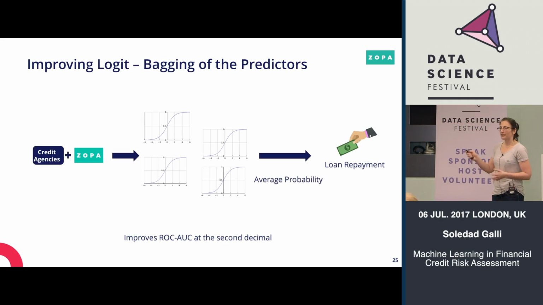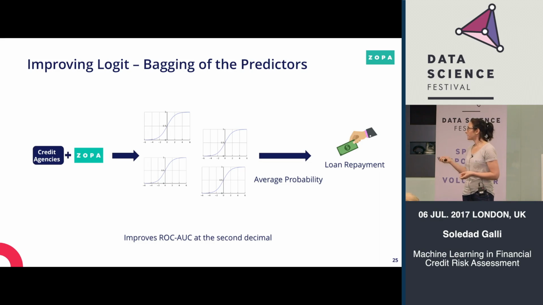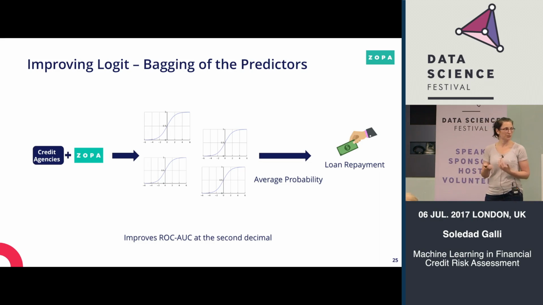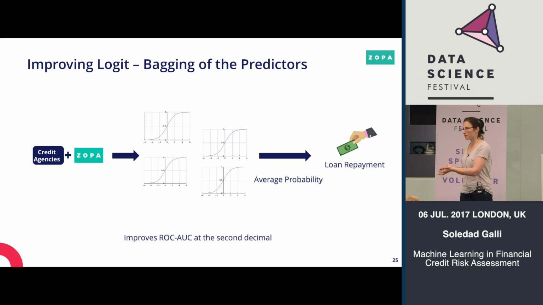We can do an additional step. Logistic regressions are famous for behaving the worst out of the whole bunch of machine learning models that are available out there, but we can improve the performance of logistic regression by using a procedure that is called bagging of the predictors. Bagging of the predictors was described by Leo Breiman in the early 90s, and it's basically the same as what random forest is doing.